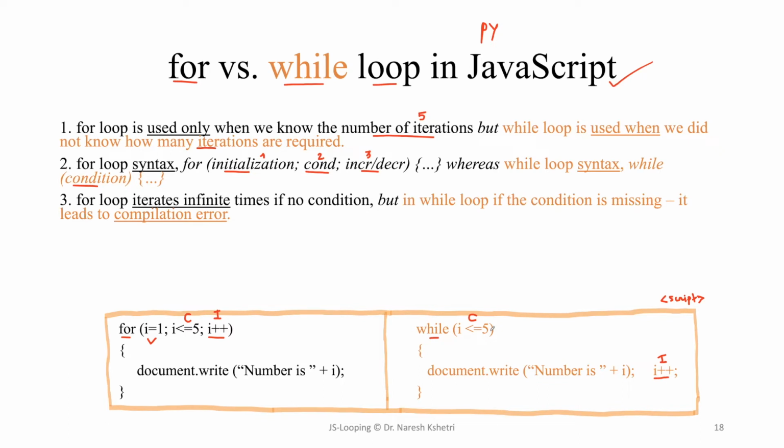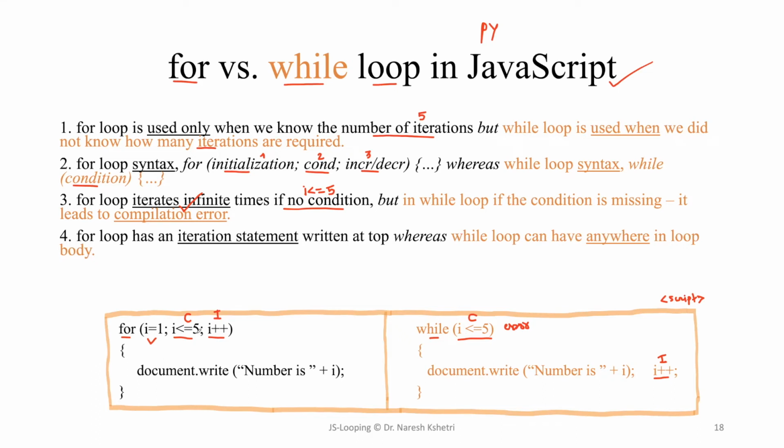And the third one is the for loop iterates infinite times if there is no condition. If we don't have this condition part, it will iterate infinitely. But on the contrary, in a while loop, if the condition is missing, it will give us an error. So we have to be careful about that. If we don't have the condition in the case of a while loop, that will result in an error. So the condition is a must over here, but the for loop can be done without a condition also.